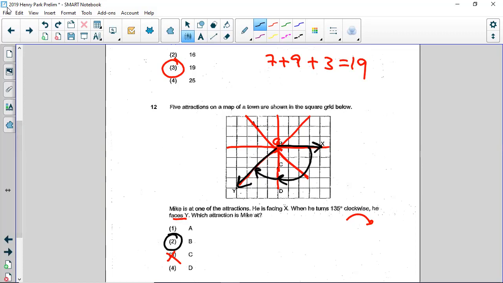No warning already. Okay, let's go to question 13.